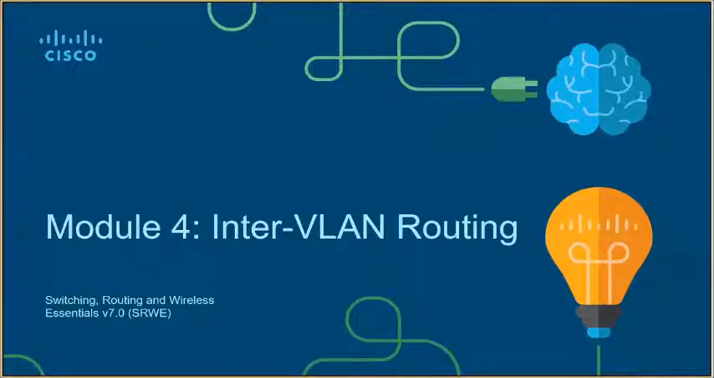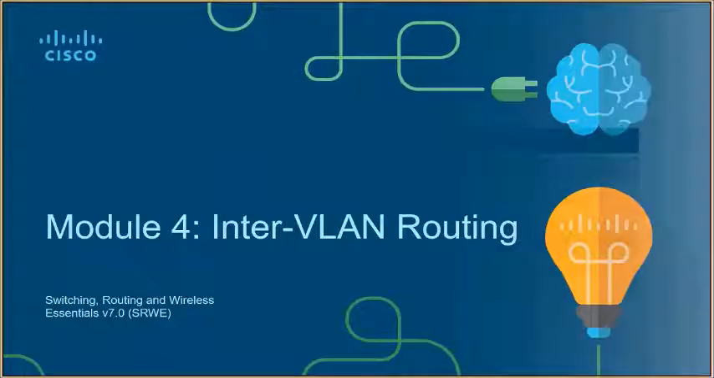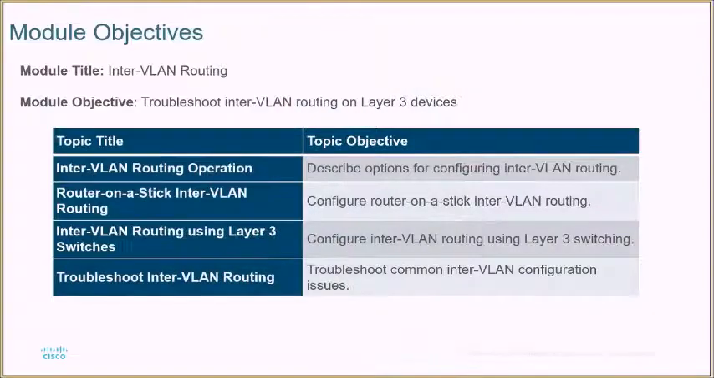So we're up to module 4 of Switching, Routing and Wireless Essentials: Inter-VLAN routing. Last chapter we spoke about VLANs themselves, and now we're talking about how we route between different VLANs. We're going to look at Inter-VLAN routing operation, and the different options that we can use to do that.